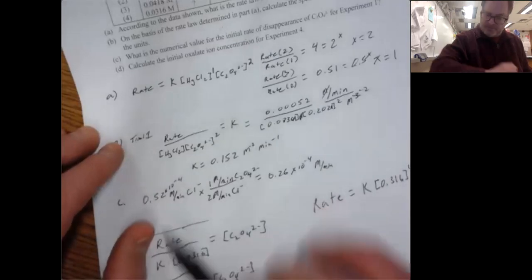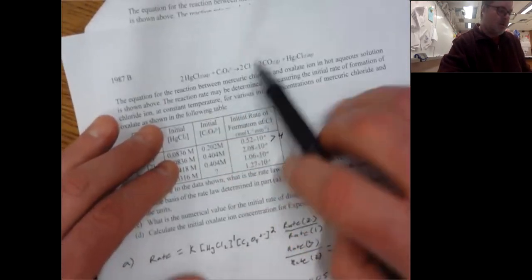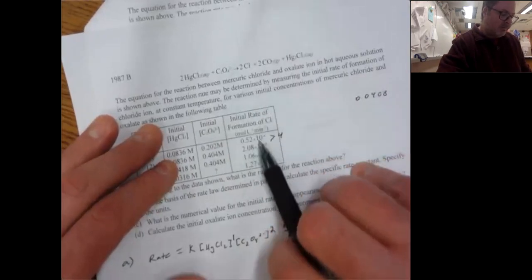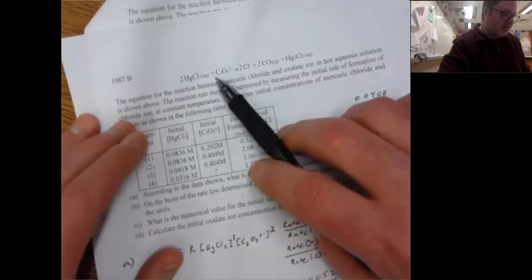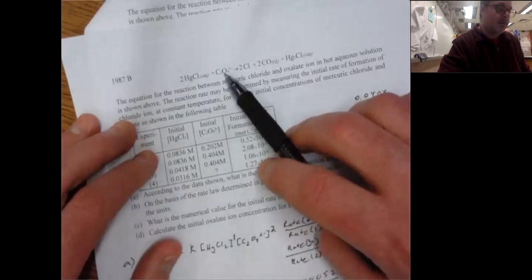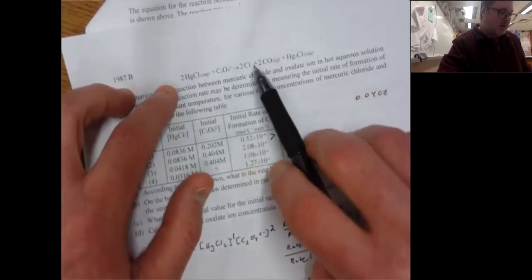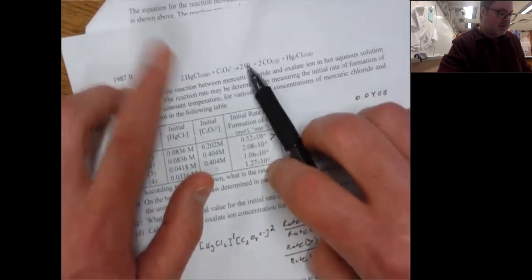C, I believe we did C in class yesterday. Yep. Basically, it reminds you that as these are decreasing, these are increasing. So the initial rate of formation for the Cl is twice as much as the initial rate of disappearance for the oxalate ion. If they had asked for the mercury dichloride or mercury 2 chloride, then you would have basically made that a 1-to-1. This appears at the same rate that this disappears.